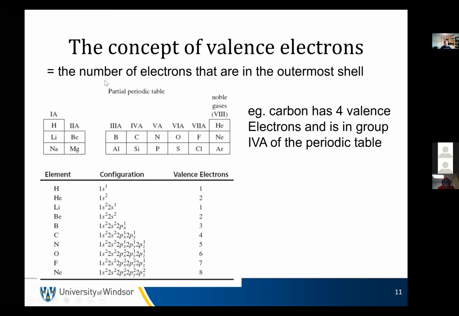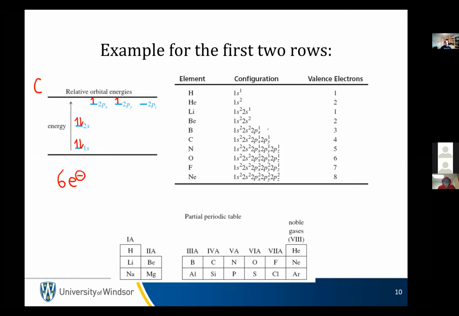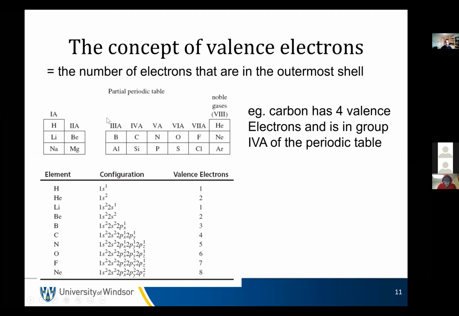So valence electrons, again, I know you guys have done a lot of this, hopefully. So the number of valence electrons is the number of electrons in the outermost shell. In carbon back there, we had 4 electrons in our outermost shell. We have the 2 up here in the p orbital, and we have the 2 in the 2s, because our outermost shell is the 2 shell. Okay. So carbon has 4 valence electrons.